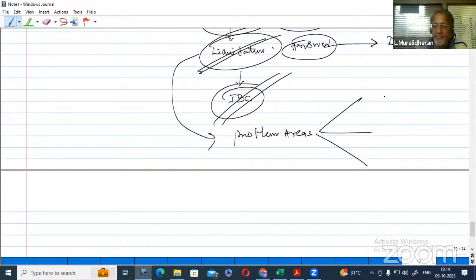Number 1, statement of affairs. What is that? You have 1 as statement of affairs. Then number 2, we have B list of contributories. A list of contributories and B list of contributories. And then thirdly, you have liquidator's final statement of account.